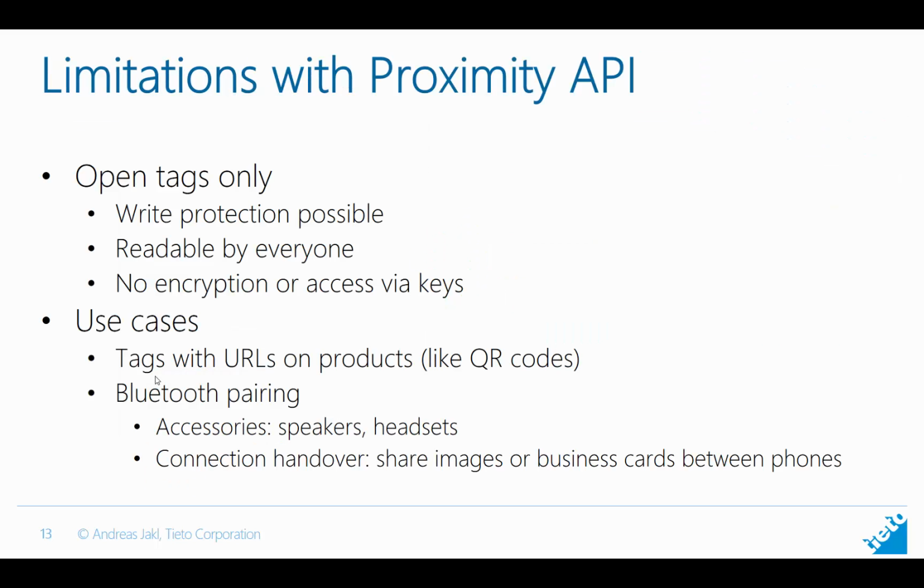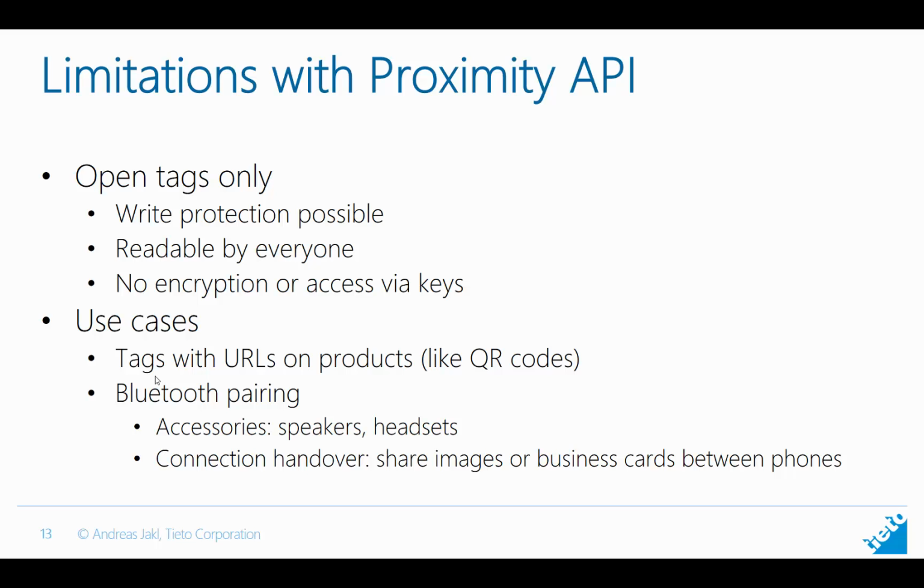So this proximity API, it's easy to use, very simple, especially with the NDEF library. It's also quite powerful. However, it can only work with open tags. With Windows 10 and also Windows Phone 8.1, it's actually possible to do write protection, but those tags are then readable by everyone. You can't really tell your Windows device to encrypt the tags or send some specific decryption key so that you read encrypted messages. So this all doesn't work with the proximity API.